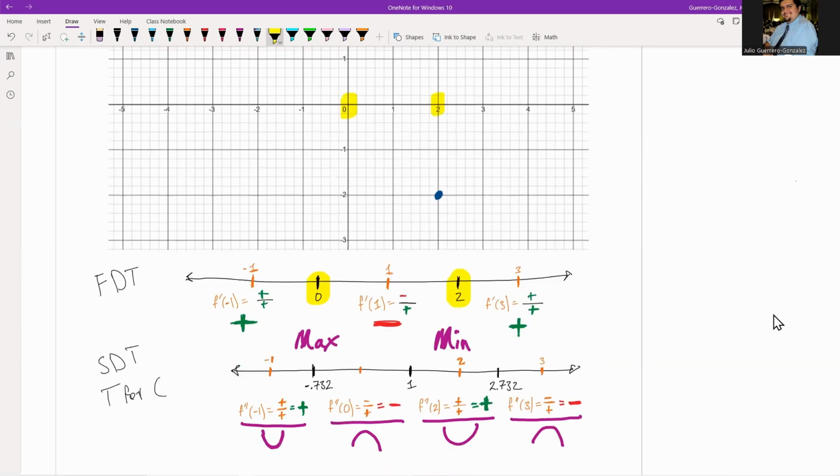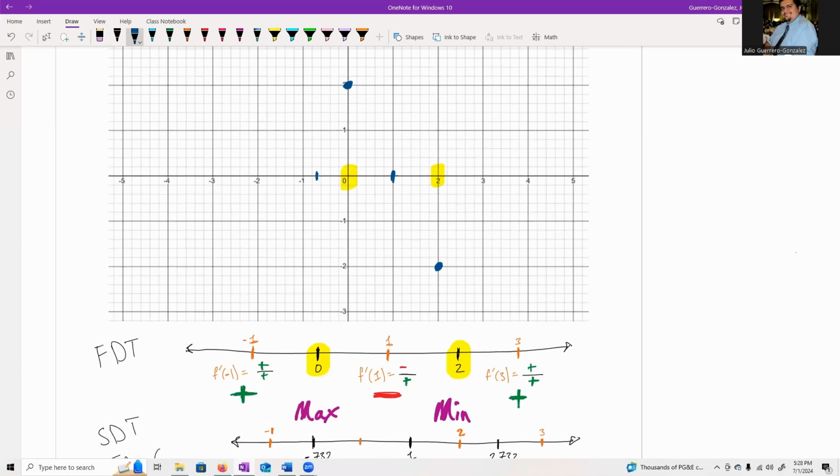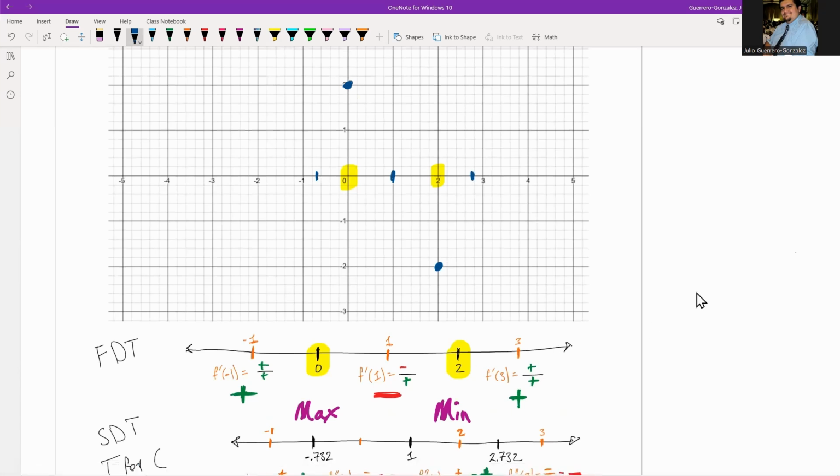Now I'll move on to the second derivative test, okay? Up to negative 0.732, I'm going to go ahead and actually draw those points in. Negative 0.732 looks like about right here, maybe, right? Next one is at 1. And the next one after that is 2.732. So that's going to be about maybe one right here. Okay. These 3 points are going to be my changes in concavity. Okay.